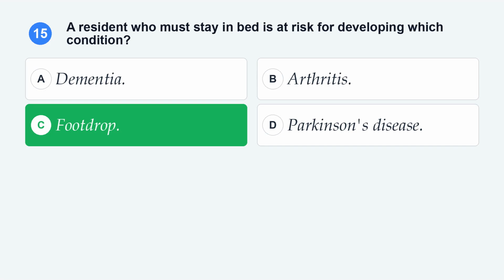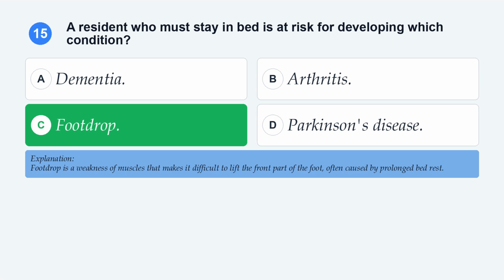The correct answer is option C. Foot drop. Explanation. Foot drop is a weakness of muscles that makes it difficult to lift the front part of the foot, often caused by prolonged bed rest.